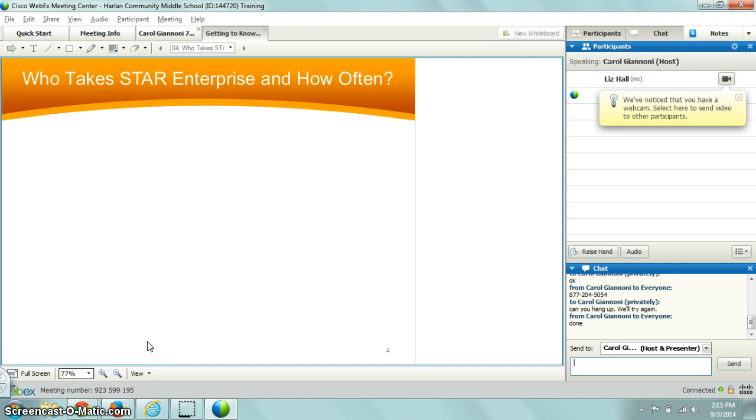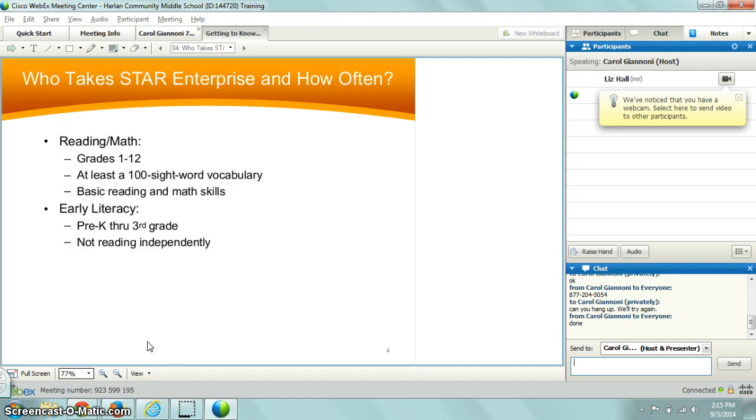Now, as far as who takes a STAR test and how often, with your STAR reading students, it is good for grades 1 through 12. Because you have students in 6th through 8th grade, we're going to assume that they have those basic reading skills available to them. Early literacy is not necessarily going to apply to you, obviously. If you had students that were really, really low testing, it would be a possibility, but you don't even have that.